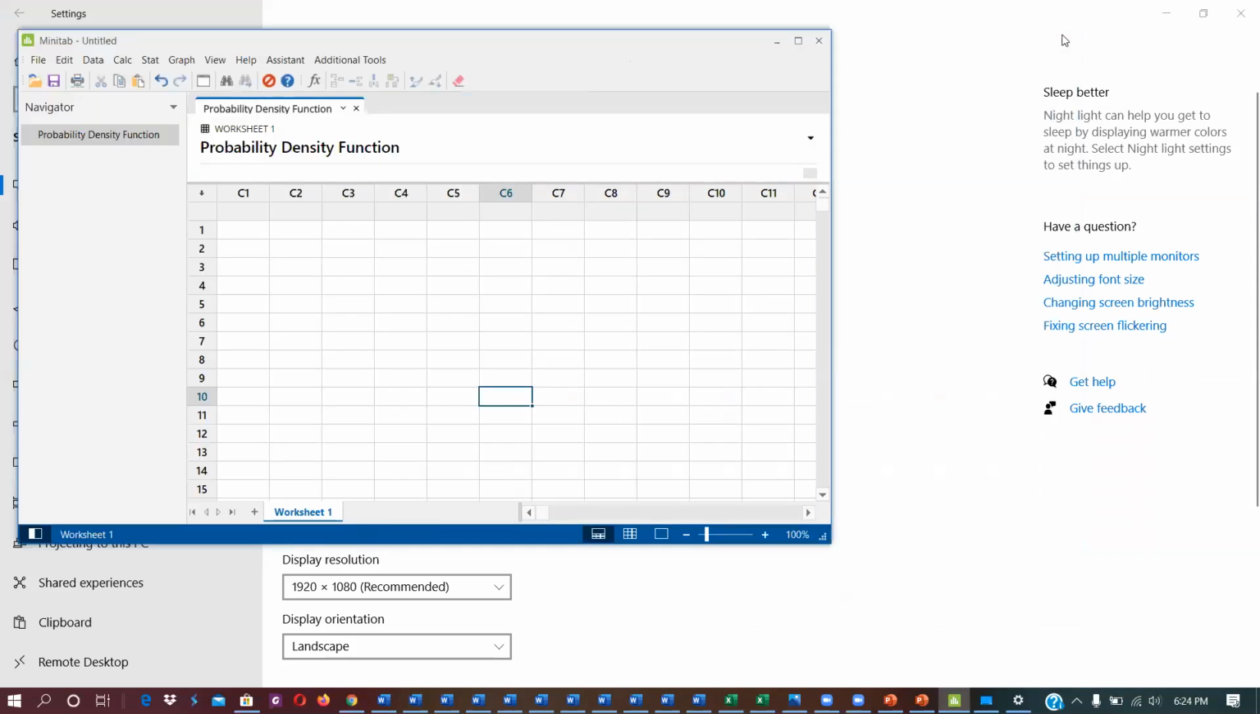So let me do one more time if I can do 2 screens together.